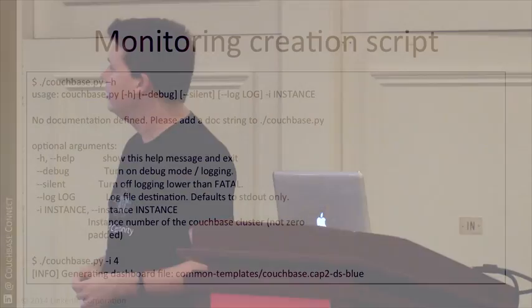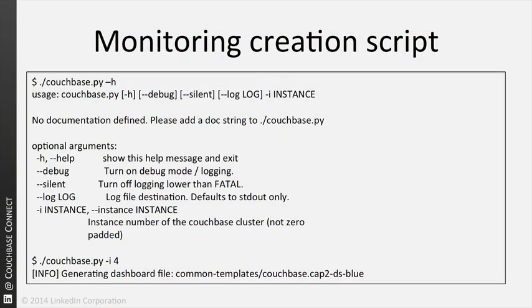We have lots and lots of metrics generated across all of our services, so it's extremely important to know what metric you're actually reporting on. To create my dashboard, I run this Python script called couchbase.py. I give it a small amount of information, basically the range instance number, and that's it. And then it generates this dashboard, created just for a generic Couchbase cluster. It's as easy as that.